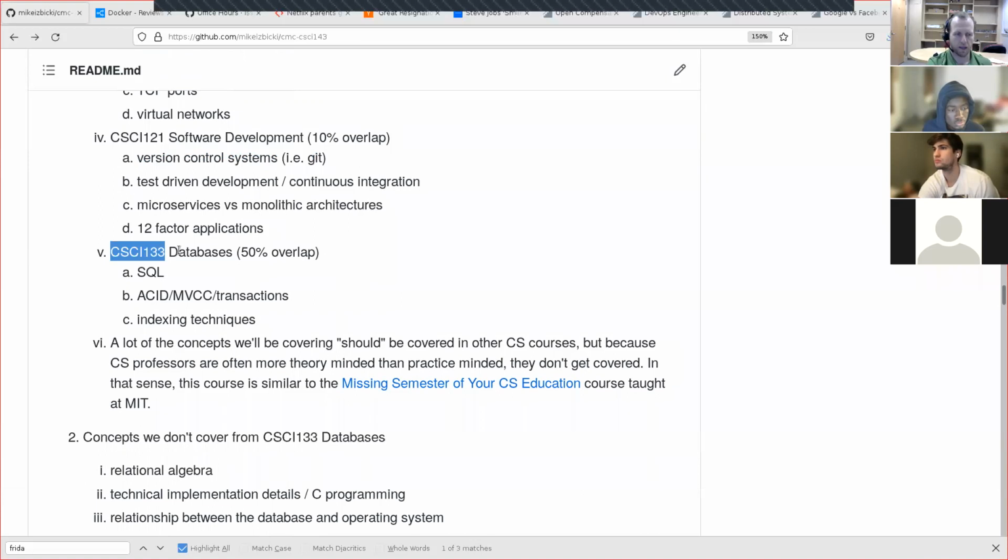But the main overlap, again, is going to be with the databases course, CS 133, talking about SQL, these things called ACID, MVCC, transactions, and indexing techniques. Basically, we're going to be doing all of the practical, applied, useful things from a database course without all of the boring theoretical stuff that nobody actually cares about and nobody actually uses.